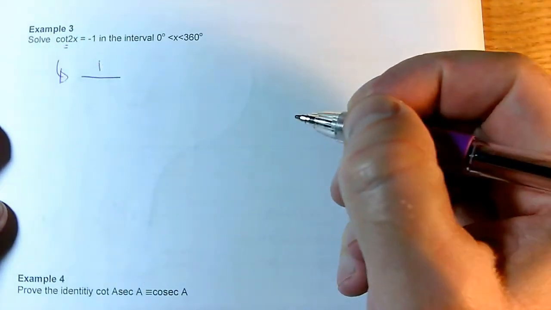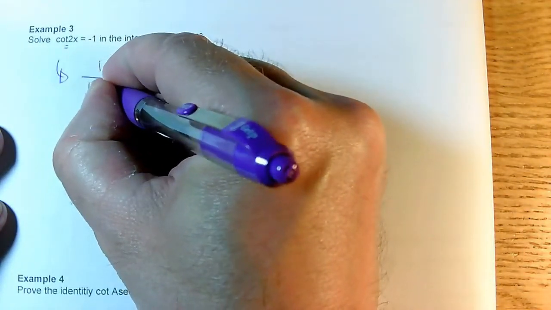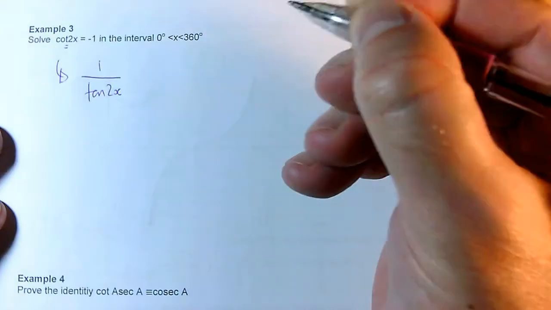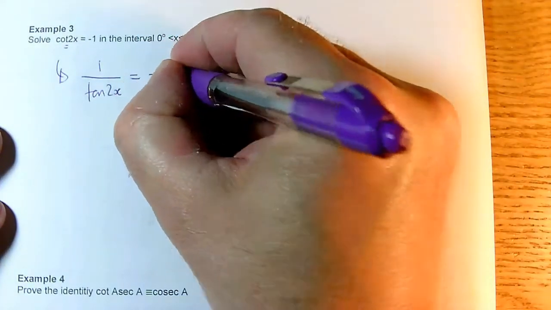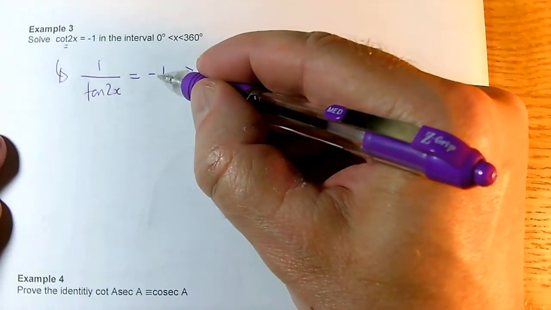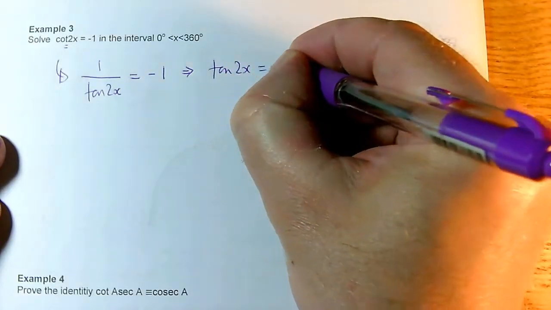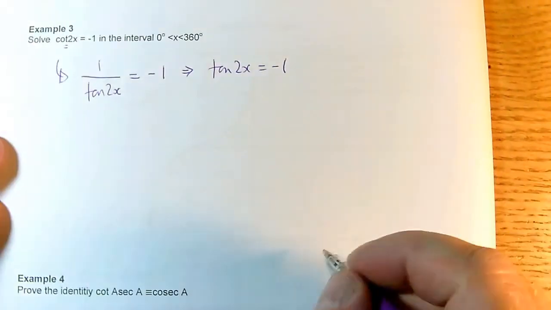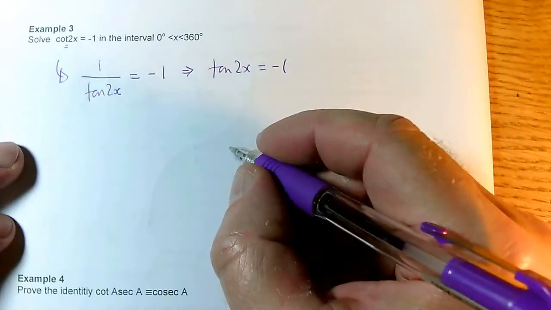So what does cot of 2x mean? The third letter is t, so it's 1 over tan of 2x. Okay, so 1 over tan 2x equals minus 1. But that means that, well, the reciprocal of minus 1 is minus 1. So this tells me that tan of 2x equals minus 1. Okay, so now it's just like the way you did these equations in Core 2.